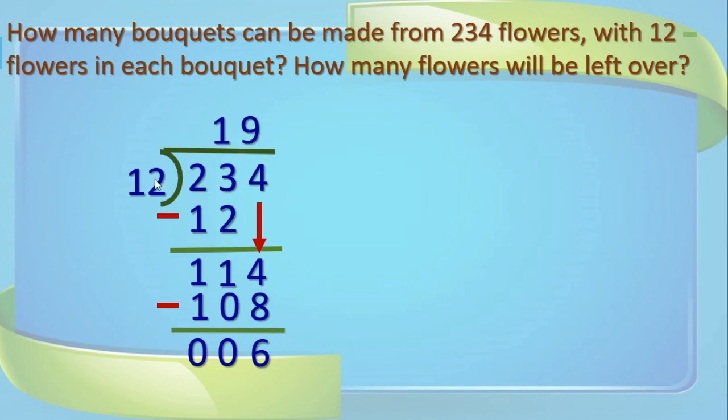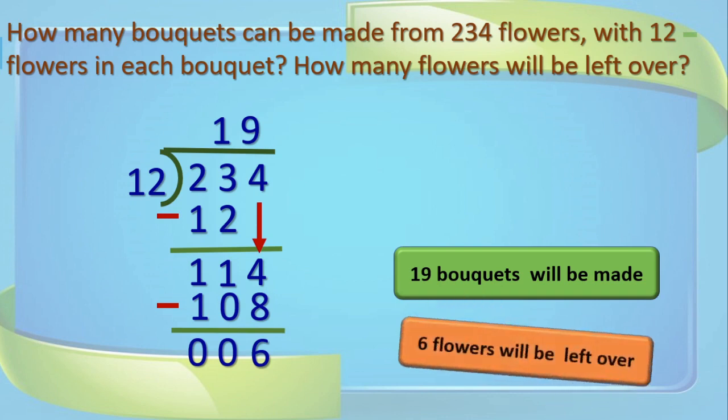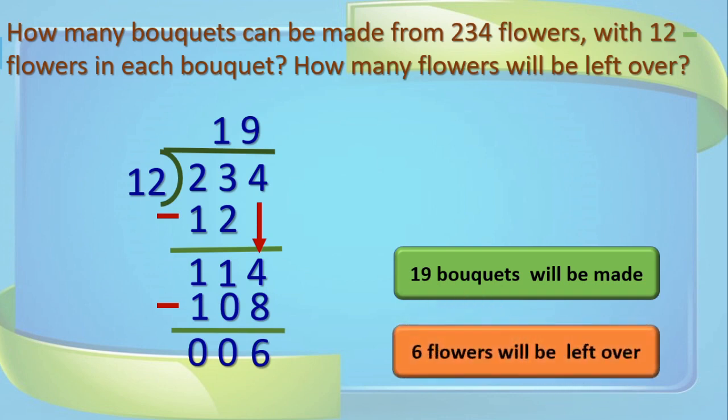Yes, dear children, here we know that 12 is nothing but the divisor, 234 is the dividend, 19 is the quotient, right? And 6 is the remainder, right? Now, see here, what is asked here, how many bouquets can be made? So, we can make 19 bouquets, right? 19 bouquets will be made. Yes, how many flowers will be left over? Yes, 6 flowers will be left over. Correct? Got this?